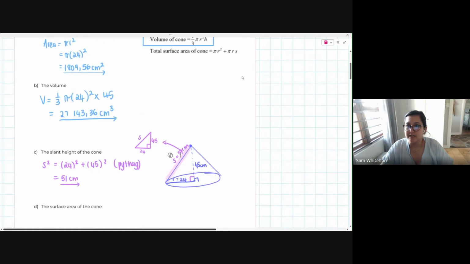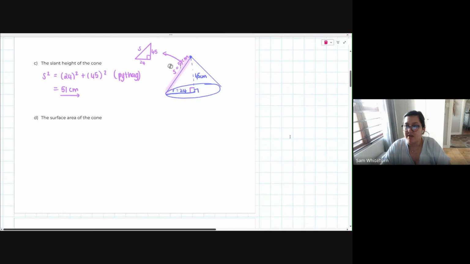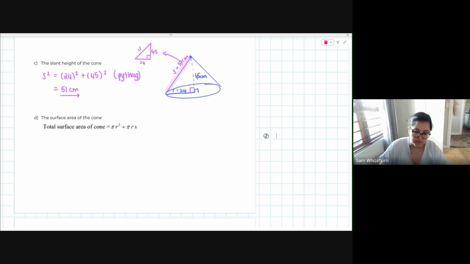Right, so total surface area is pi r squared plus pi rs. Just going to grab that formula for us and pop it down here where we need it. And so again, I'm going to give you 30 seconds to go work out your total surface area. I was on it, so let's see if we all agree.